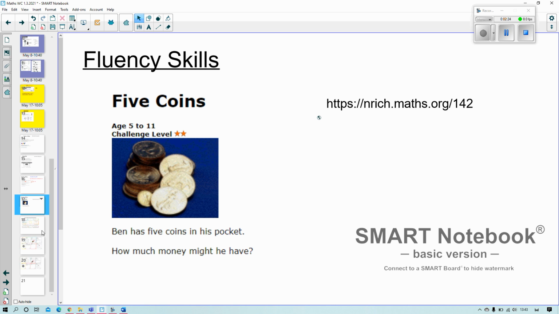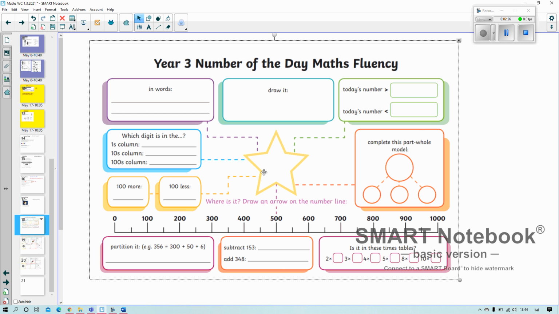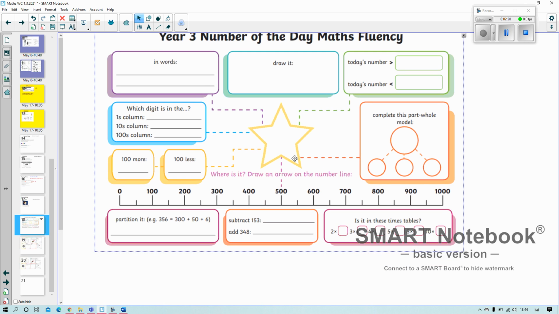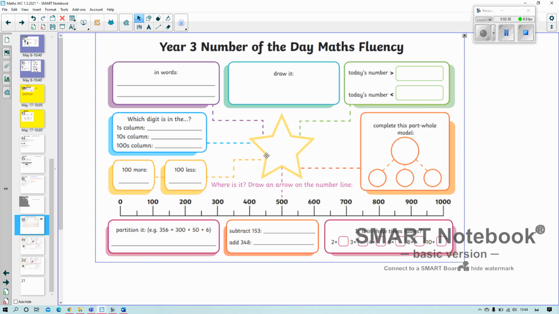The last little bit of today's fluency, there's a number of the day maths fluency quiz. So choose a number to put in the middle and then work out all these different things to do with it. Can you do a part whole model? Can you do a number that's less, a number that's more? Can you write what's in the first column, tens column, hundreds column, and so on and so forth? Can you find it on a number line? All these different things to understand that number even better.